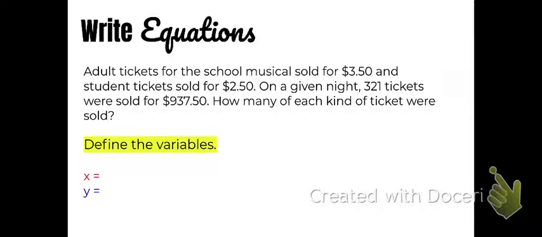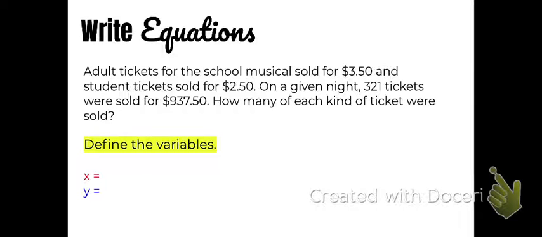Here we're going to talk about writing equations. It says adult tickets for the school musical sold for $3.50 and student tickets sold for $2.50. On a given night, 321 tickets were sold for $937.50. How many of each kind of ticket were sold?